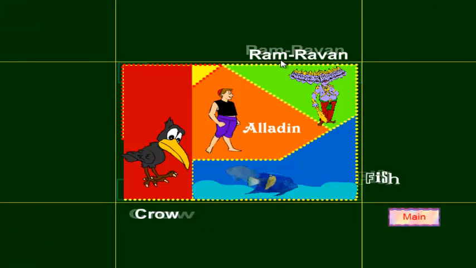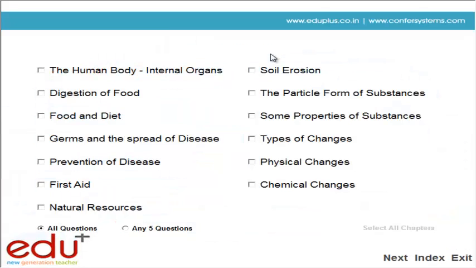Now we see the game Ram Ravan. Here all the chapters are given. Also, friends, two types of options are given: the first is all questions and the second is any 5 questions. For example, we see natural resources and any 5 questions.